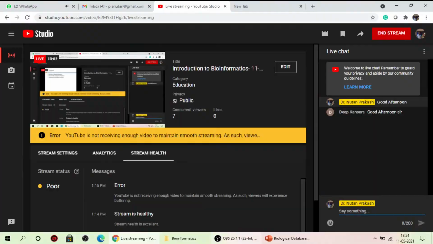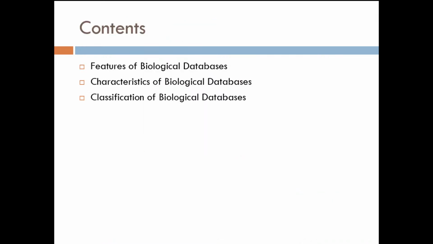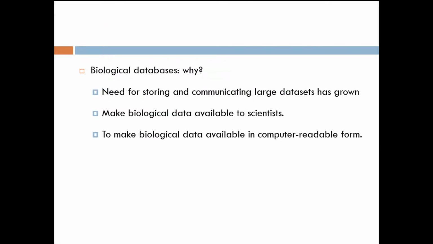So, I talked about the normal characteristics of databases. Today in this session, we are going to talk about the types of databases and the different major databases available in the public domain in bioinformatics that you have to study, which are beneficial for the microbiologist or any life science researcher. These are the contents I am going to cover today: the features of biological databases, the characteristics of biological databases, and obviously the classification of biological databases, that is, how many types of biological databases there are.